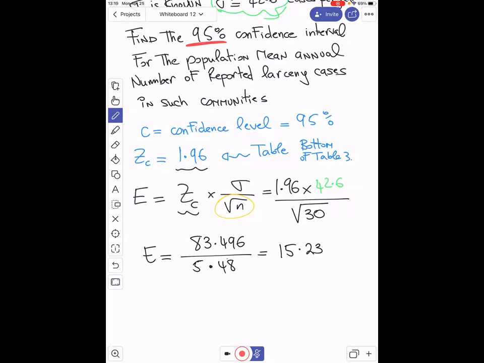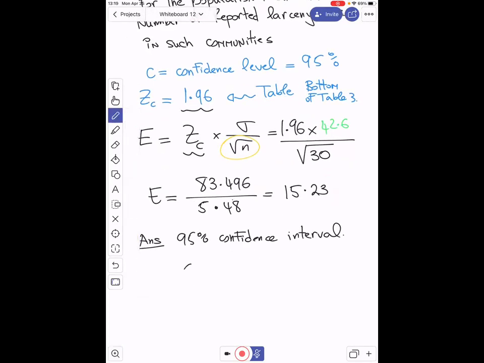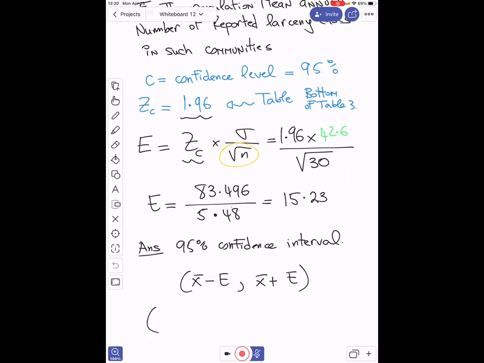Once you have a margin of error, then you are done, right? So the 95% confidence interval is X bar minus E, X bar plus E. So it's X bar minus the margin of error, X bar plus the margin of error. X bar, that's the sample mean, it's known.